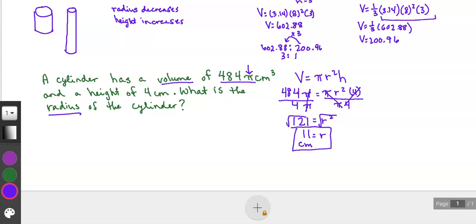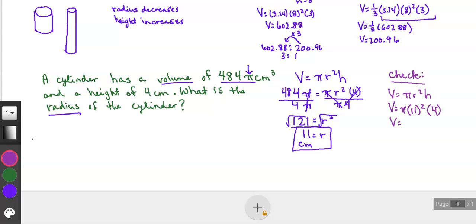Now, a lot of people got unsure about these and made some mistakes. It is not a bad idea to take a second and check your work. Some people got answers that were way too big because they forgot to take that square root. So to check it, I'm going to use my volume formula, pi r squared h, for my volume. I'm going to substitute in my radius and the height that they gave me. So I'm using the pi symbol because my volume has the pi symbol in it. I'm going to put in my radius of 11, making sure to square it, and my height, which was 4.